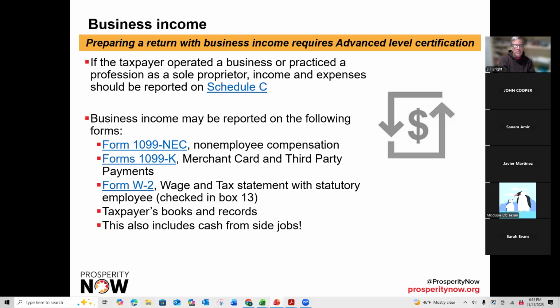There could be a W-2 statement that they're a statutory employee. I've never seen any of that. Their own taxpayer books and records, which includes cash. A lot of people say, "I made $10,000 in cash." And how do they get to a nice round number with that?